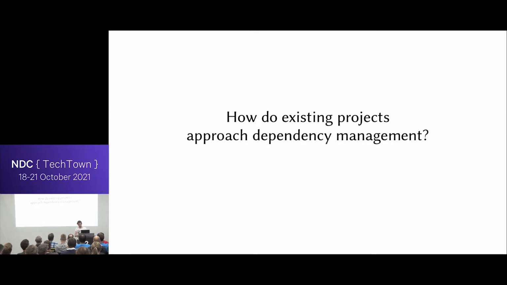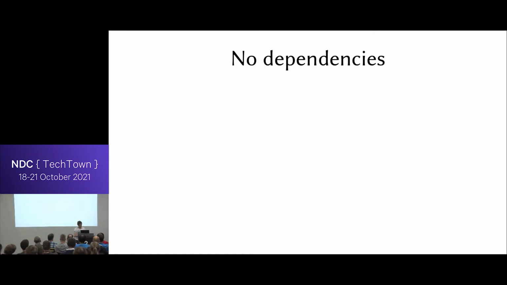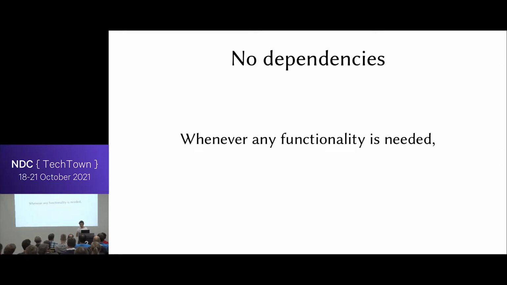Right. So given that, let's look at how dependency management is done, because there are a lot of different ways that you can do this. The first approach is, of course, no dependencies. So whenever you need new functionality, you write it from scratch, and you get the artisanal small batch quality of code. And this actually works for many projects.